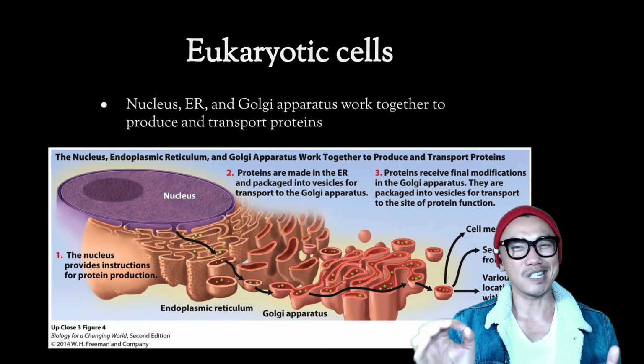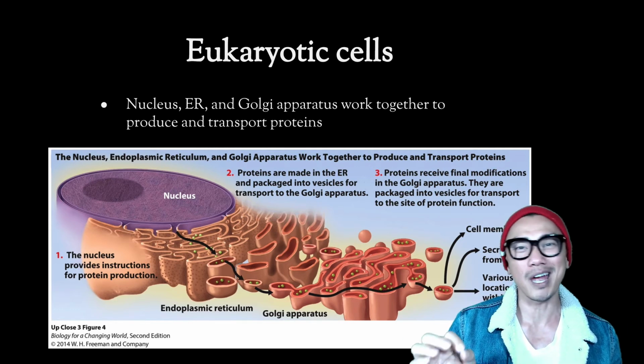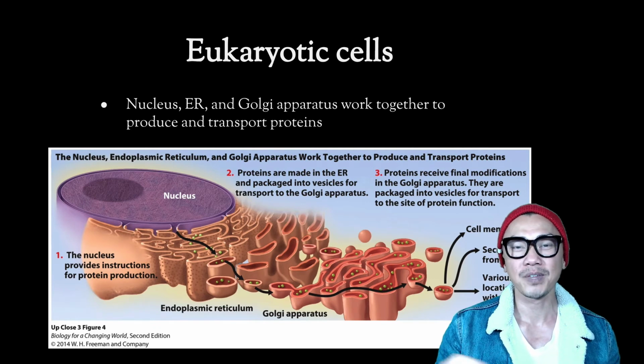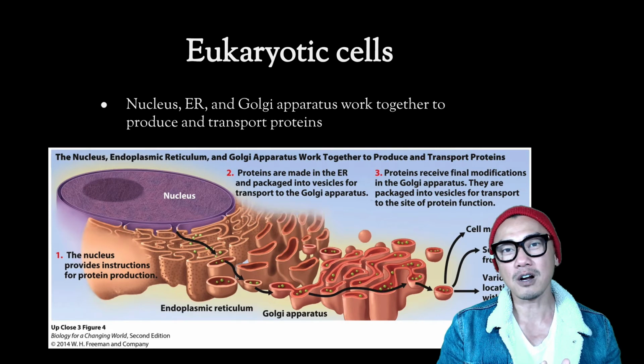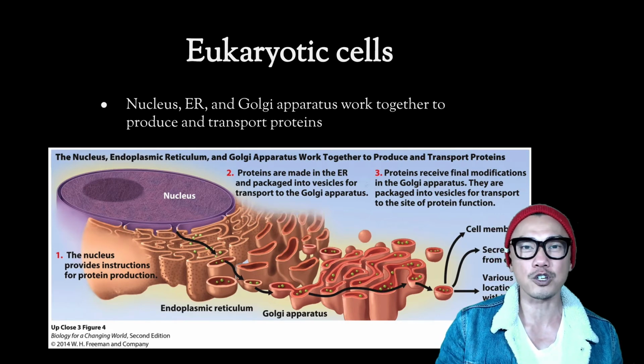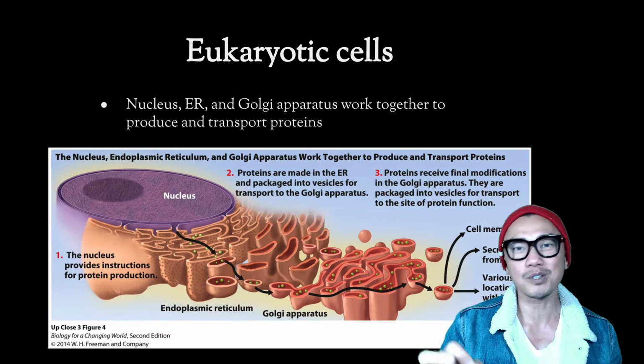The nucleus, ER, and Golgi apparatus all work together to produce and transport proteins. The nucleus provides the instructions. The ER provides a site for production. The Golgi apparatus packages and delivers the proteins.